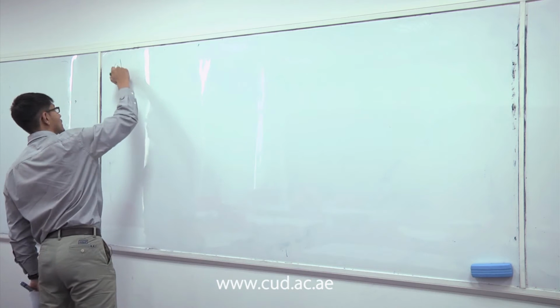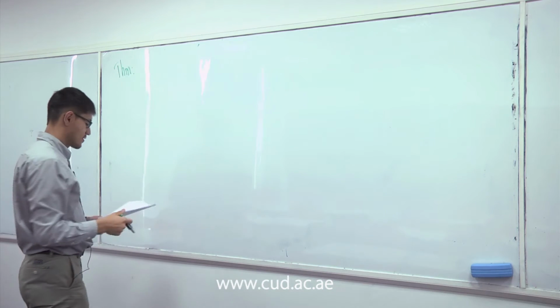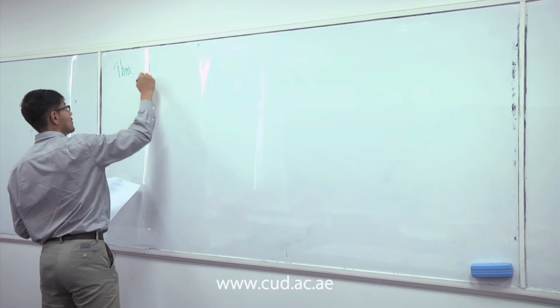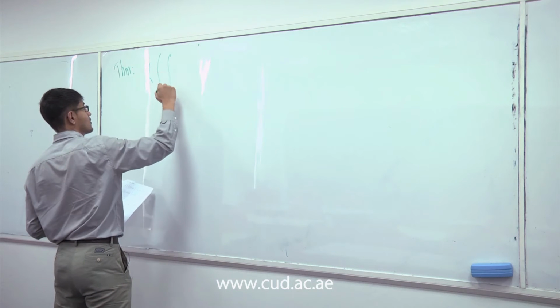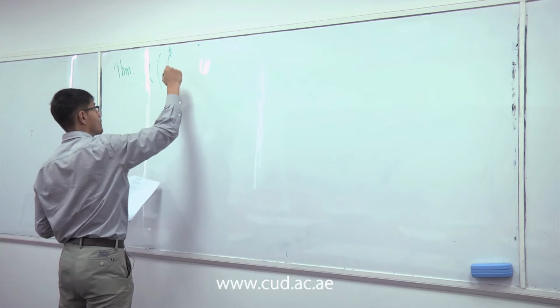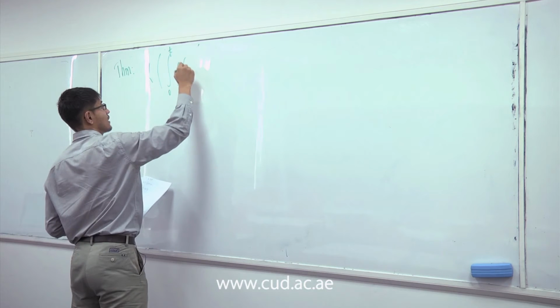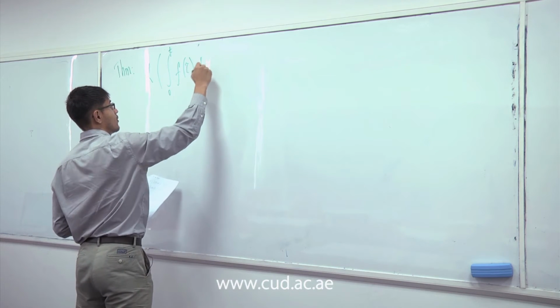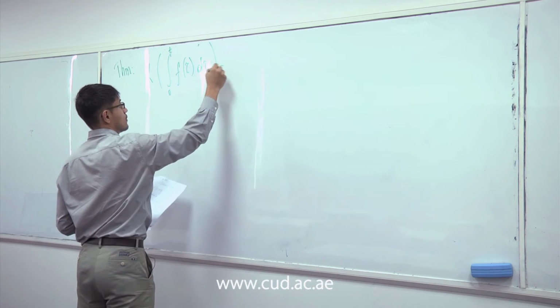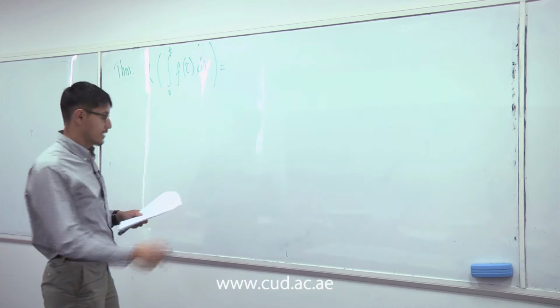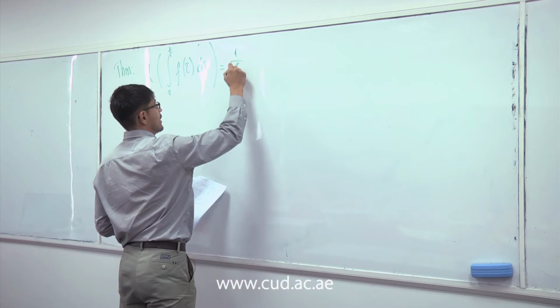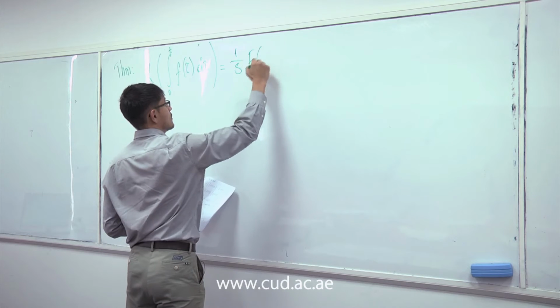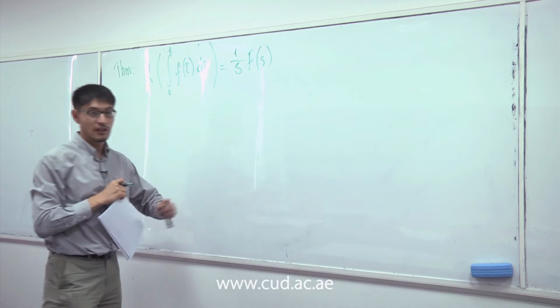Before we look at the next example, we need a bit of background. So one thing we need is the following theorem. This is the Laplace transform of the integral. So if I have the integral from 0 to t of little f of tau d tau, then the transform equals 1 over s times capital F.